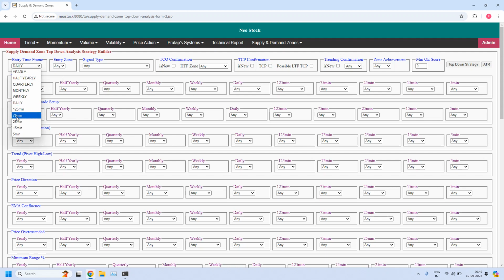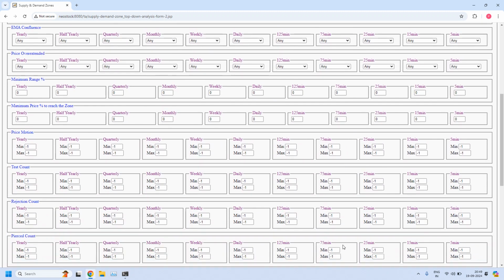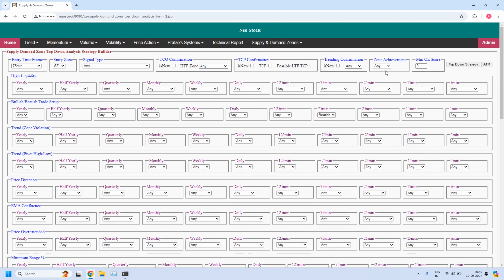So entry time frame is 75 minutes. Entry zone should be supply zone. In bullish or bearish trade setup at 75, I am selecting bearish. The 75 minute supply zone should not be pierced. So in the pierced count at 75 minutes time frame, I am setting minimum value 0, maximum value 0. Zone achievement should be violated opposing zone. Minimum odd enhancer score should be 12.